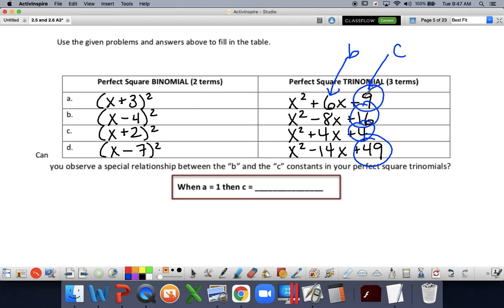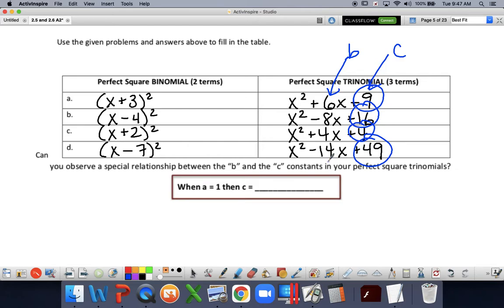I'm trying to figure out if there's some kind of formula that I can use to take our b value, which in this case is 6, and get out positive 9. Or can I take negative 8 and get out positive 16? It has to work for every single equation.